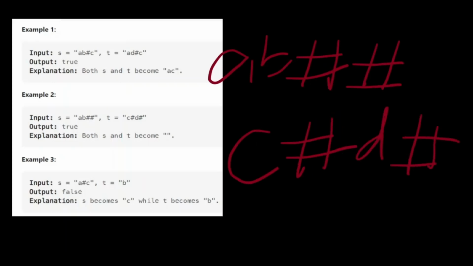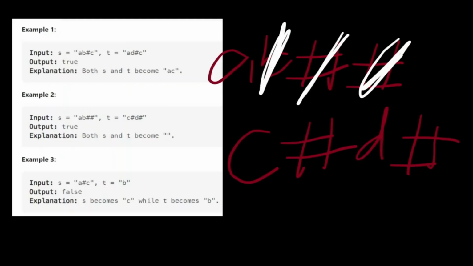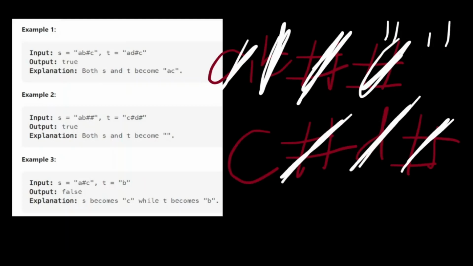Let's look at the second example where we have AB pound sign pound sign and C pound sign D pound sign pound sign. For every pound sign, we remove one letter. We have one pound sign, remove the B. We have another pound sign, remove the A. So we have an empty string here. This pound sign eliminates the D. This pound sign eliminates the C. We have an empty string, which are also equal.